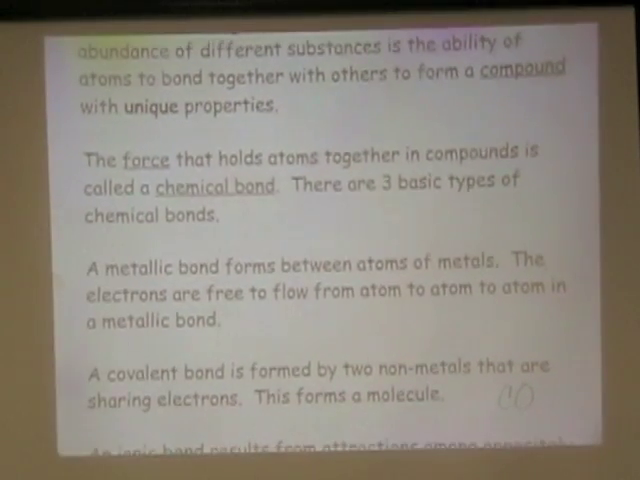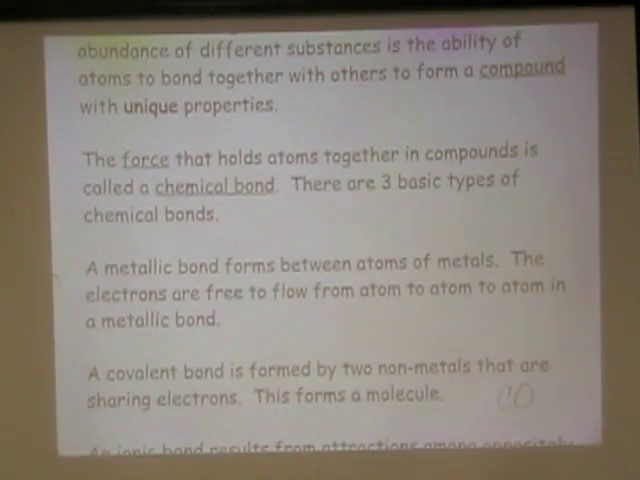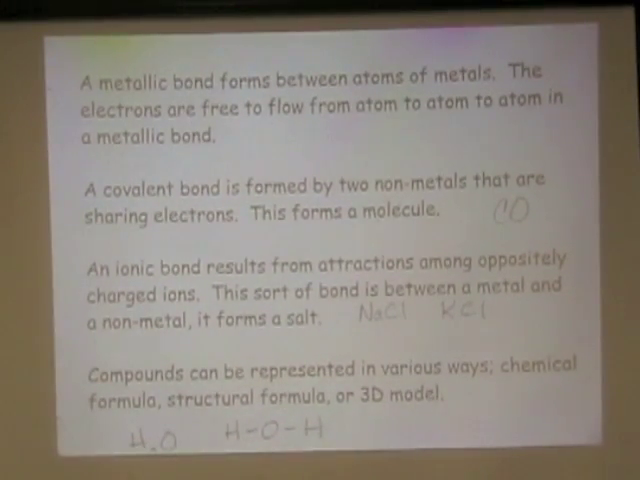So again, the force of attraction that holds atoms together to form compounds, we call that a chemical bond. A chemical bond is a force of attraction. And there are 3 basic types. There's a metallic bond, and we know that something's being held together by a metallic bond if it's 2 metals that are bound together. A covalent bond is 2 or more nonmetals, and they are sharing electrons. And an ionic bond is a metal and a nonmetal, and that arises from oppositely charged ions.